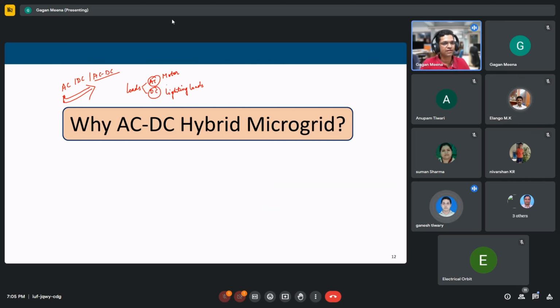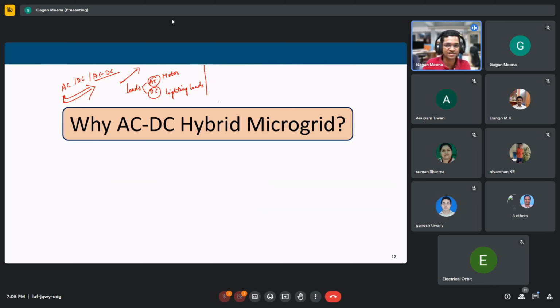Yes, that is correct. Because, sir, from the DC microgrid we can also give power to the main grid, and if required we can take from the main grid to DC. That means both types of converters will be required. So we are saying the conversion stages increase. That is correct.